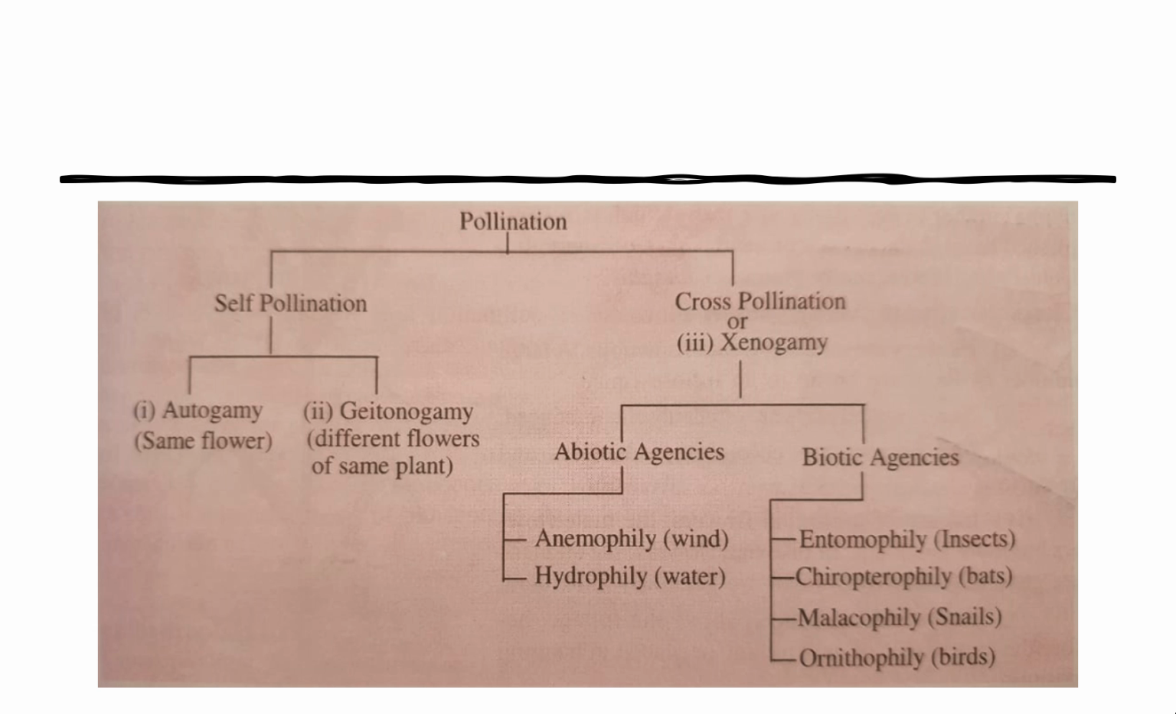And chiropterophily means bats are doing pollination. Malacophily means pollination done by snails, and ornithophily means pollination done by birds. So we will study in detail in the next slide.